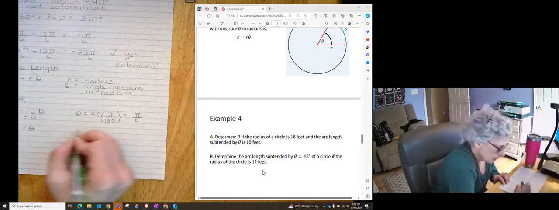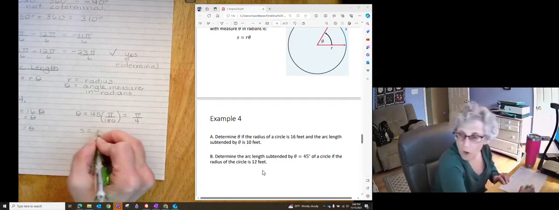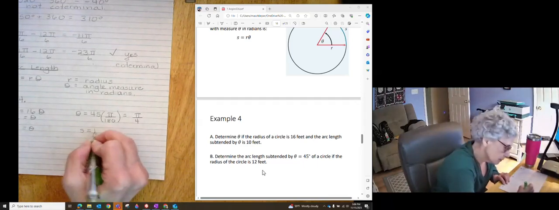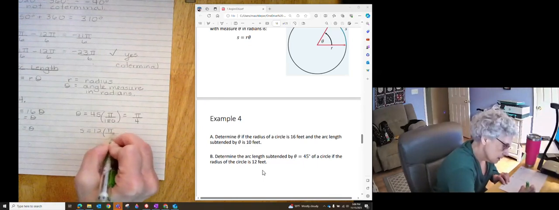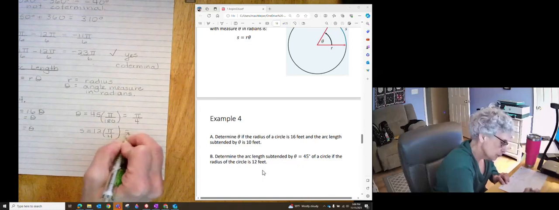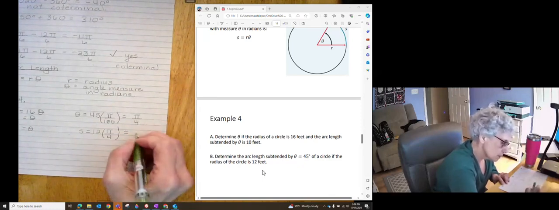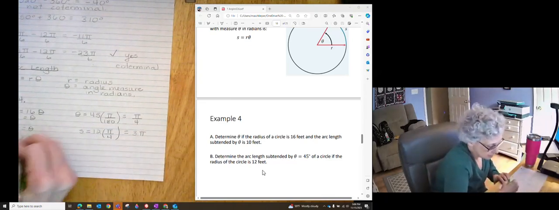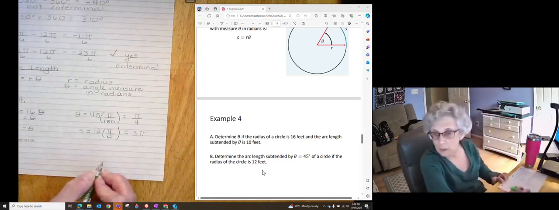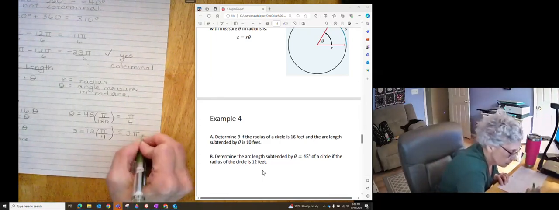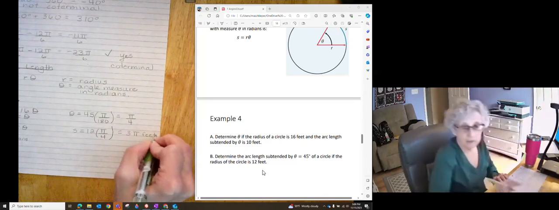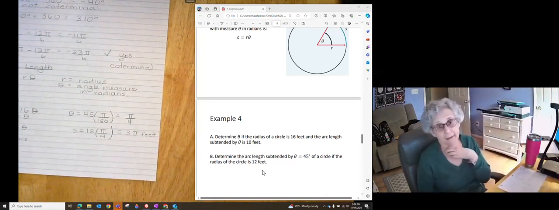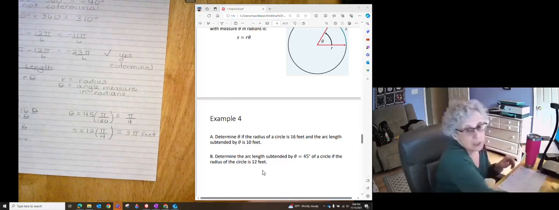So our S is equal to R, which is 12, times pi over 4, and then 12, 4 goes into 12, 3 pi. So my units here are radians. My units here are feet.